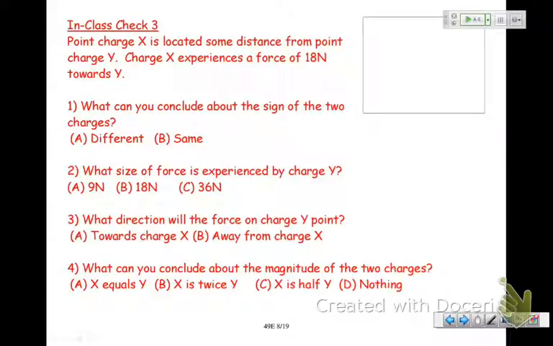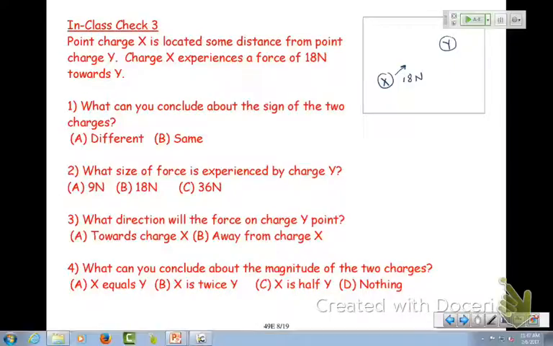let's have a look. A point charge X is located some distance from point charge Y. I left this little space to encourage you to draw a diagram. The point charge X experiences a force of 18 newtons towards Y. Okay, there's my force, and then I'd like you to answer these questions. Let me just have a quick look and see how I'm doing for time. We've only got a couple more minutes, so let's do this real quick. Okay? So don't panic.